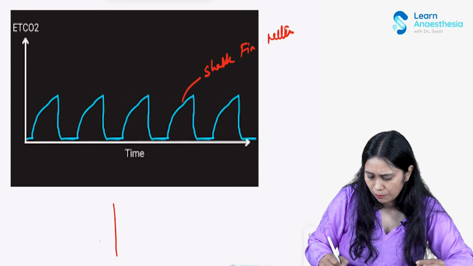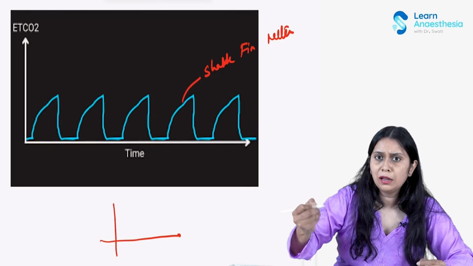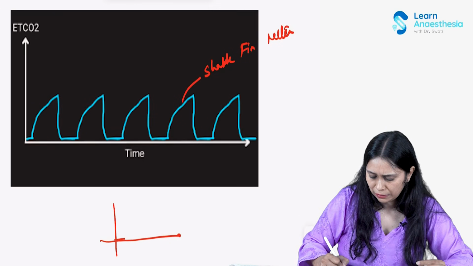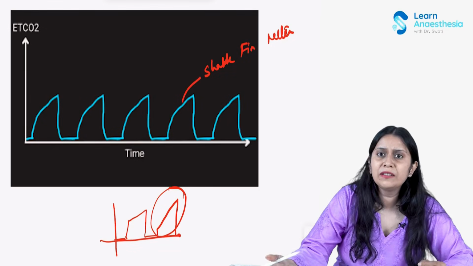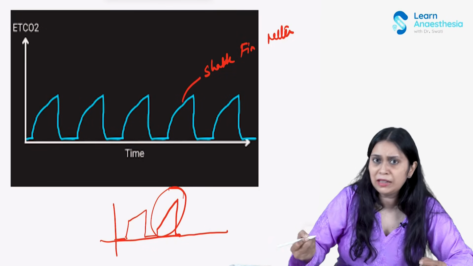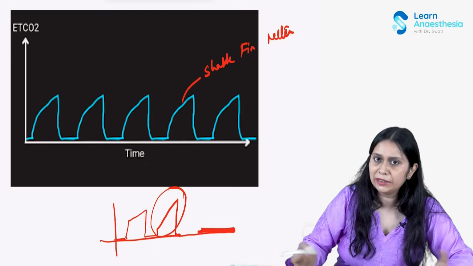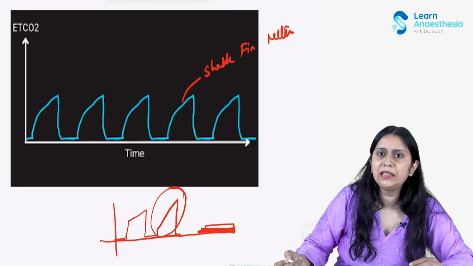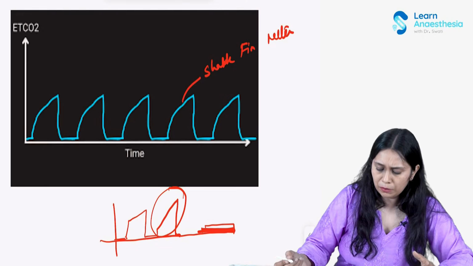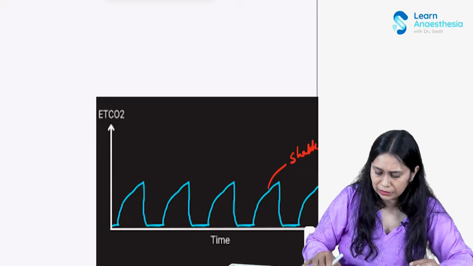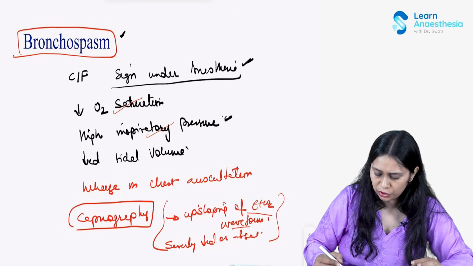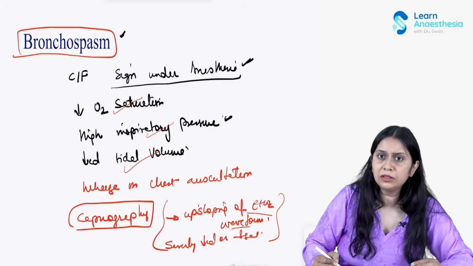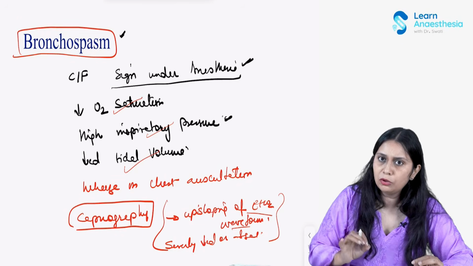Now definitely, the more the obstruction, the more would be the upsloping. So it could sometimes be a gradual upsloping, or it could be a very steep upsloping. The more the upsloping, the more severe is the bronchospasm. And in complete bronchospasm, we can see a flat line, or a very severely decreased EtCO2 graph. So remember, when you see this along with these clinical features which I just described, that is decreased oxygen saturation, high inspiratory pressure, decreased tidal volume, wheeze on auscultation, we should suspect bronchospasm.